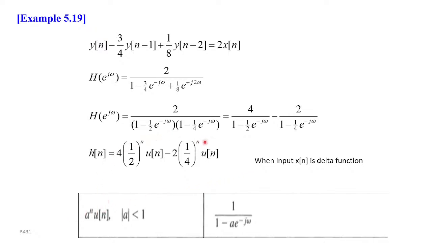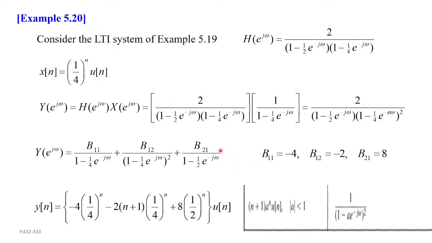And so this term goes to 1 over 2 to the n, and this term goes to 1 over 4 to the n. So h is a difference of two exponential decays, very similar to the continuous time case. So any question on this? No. Okay.